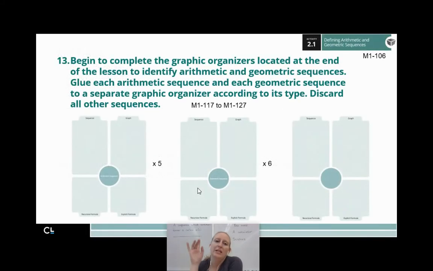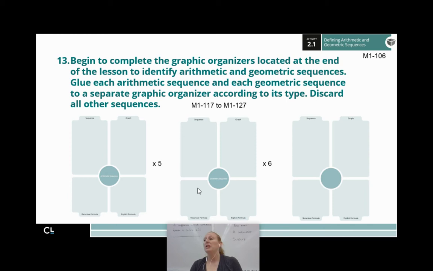Now, before we get to the graphs, you remember your sequences from last time, all your little squares, right? All your little sequences from last time. I'd like you to bust those out. We're actually going to glue them in today. So they're not little random bits of paper roaming around in your poor workbook. So at the very back of this lesson, pages 117 to 127, there's a whole bunch of these pages. I want you to start working on these graphic organizers.